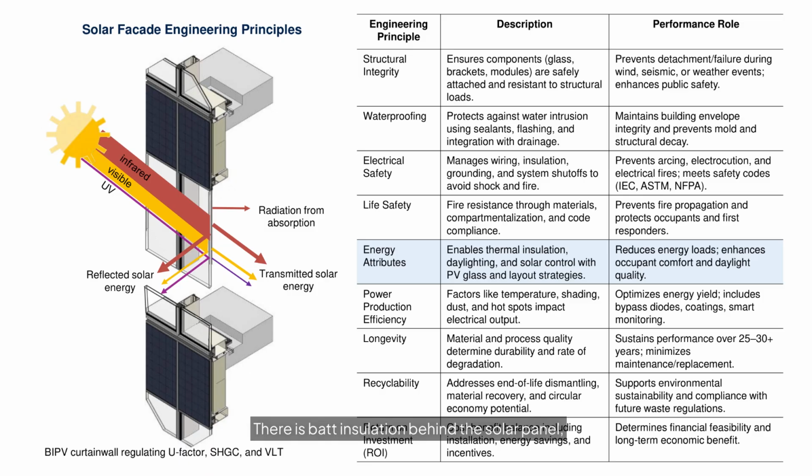There is batt insulation behind the solar panel, where the solar panel generates power while shielding against weather. Such an energy-efficient BIPV curtain wall helps reduce energy consumption or even achieve a net energy negative building and enhance occupant comfort.